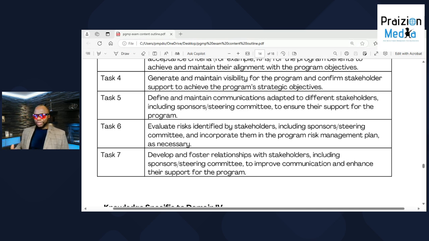Whatever you're doing in the PPP domain, program, project, portfolio, you should always tailor all manner of communication. Number six, evaluate risks identified by stakeholders, including sponsors and steering committee. Incorporate them into the program risk management plan.